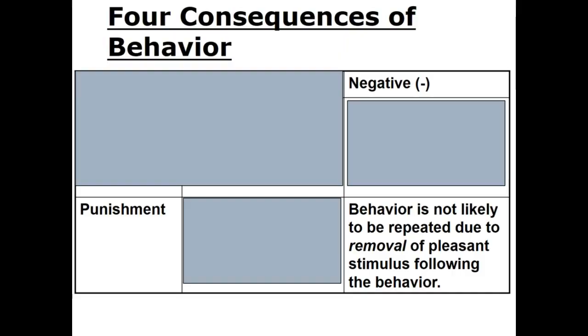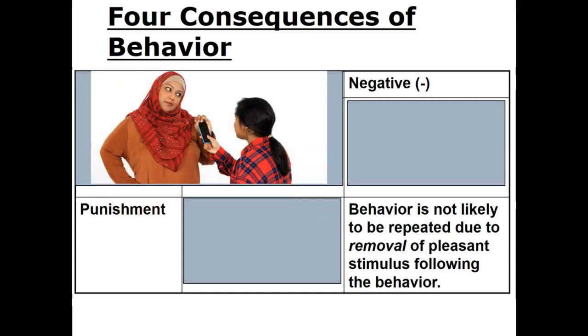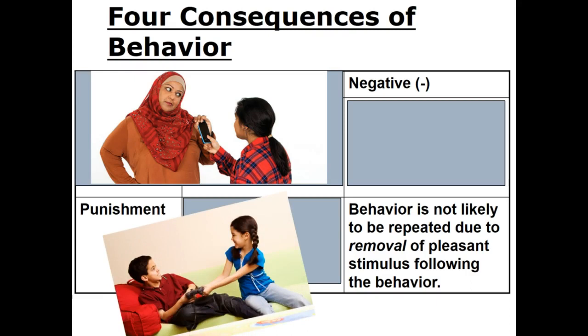We only have one more box to review: negative punishment. With negative punishment, behavior is not likely to be repeated due to the removal of a pleasant stimulus. This is punishment by removing something desired. Parents attempt to use negative punishment by taking things away from their kids. For example, taking a cell phone away from a teen for sending an offensive text message, or taking away video game privileges from kids for fighting.